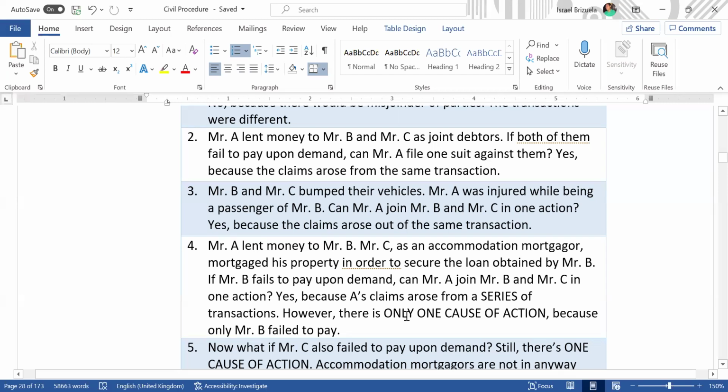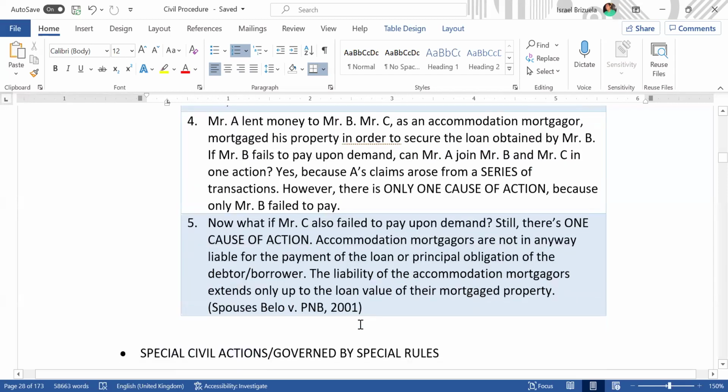However, there is only one cause of action because only Mr. B failed to pay. What if Mr. C also failed to pay upon demand? Still, there is one cause of action. Accommodation mortgagors are not in any way liable for the payment of the loan of the debtor. The liability of the accommodation mortgagor extends only up to the loan value of the mortgaged property.